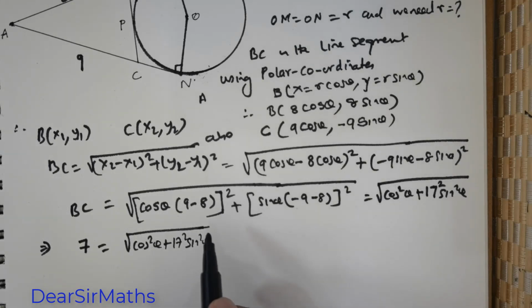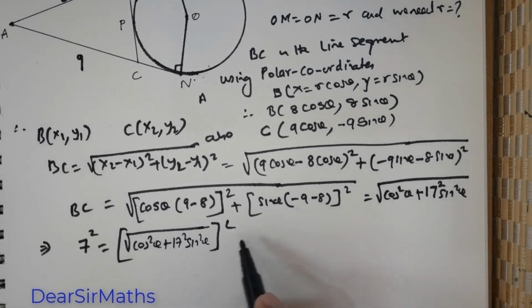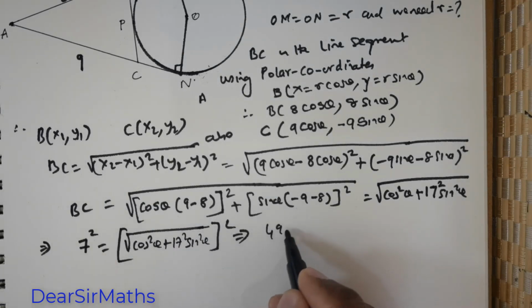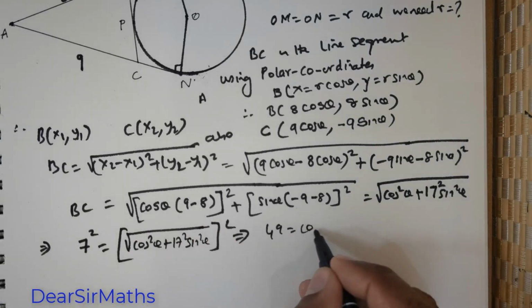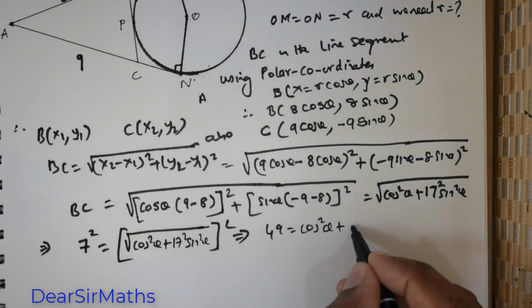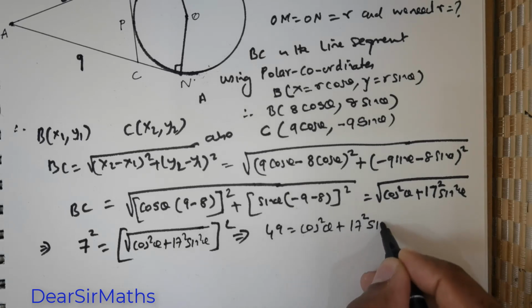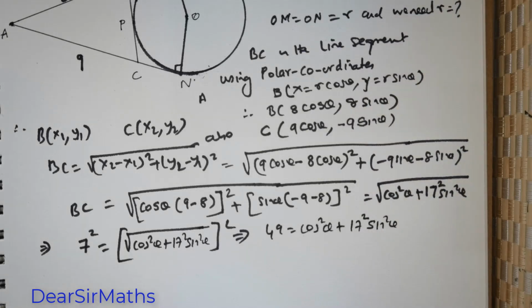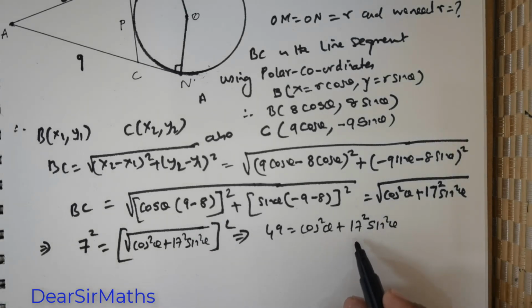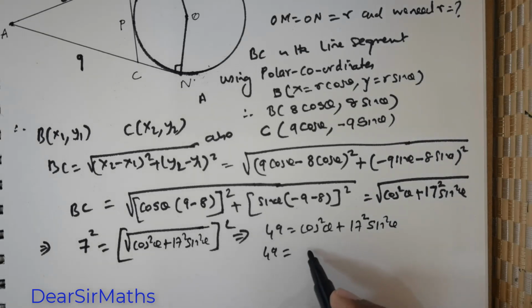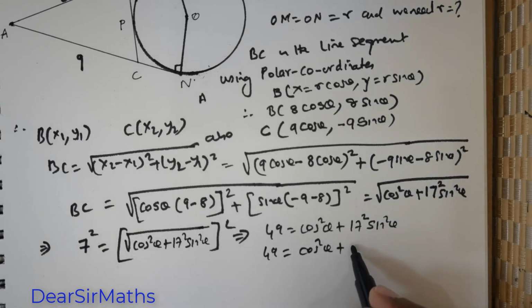Now what I wish to do is, I would like to square both sides. So when I do that, what happens? 7 squared is 49. Square root and the square gets cancelled, giving me cos square theta plus 17 squared times sine squared theta. This is what I have got. Now I would like to make some slight changes. What is 17 squared? Place that value. So this is 49 is equal to cos squared theta plus 17 squared is 289, right? 289 sine squared theta.